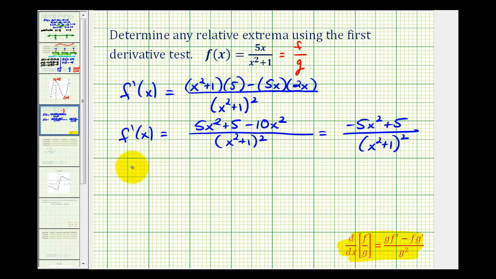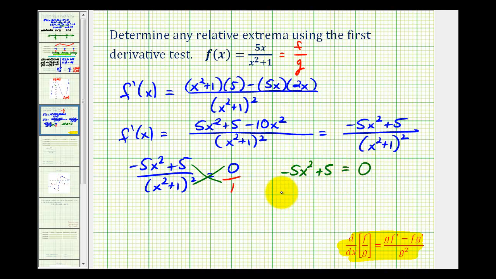So we want to know when negative 5x squared plus 5 over the quantity x squared plus 1 squared is equal to 0. A fraction is only equal to 0 when the numerator is equal to 0. So we're really only concerned about when negative 5x squared plus 5 would equal 0. Another way to think of this would be to put this over 1, and then if we cross multiply, we'd have the same thing. When does negative 5x squared plus 5 times 1 equal 0 times the quantity x squared plus 1 squared, which is 0.